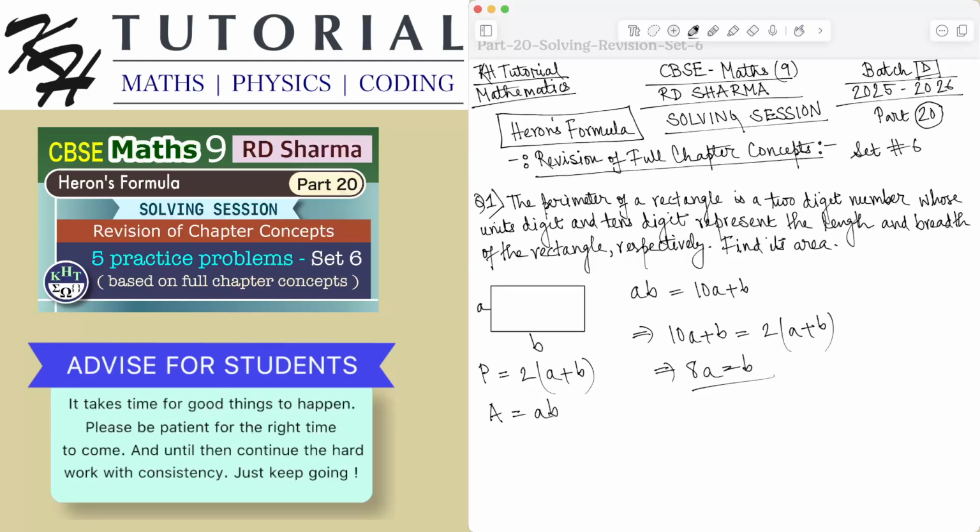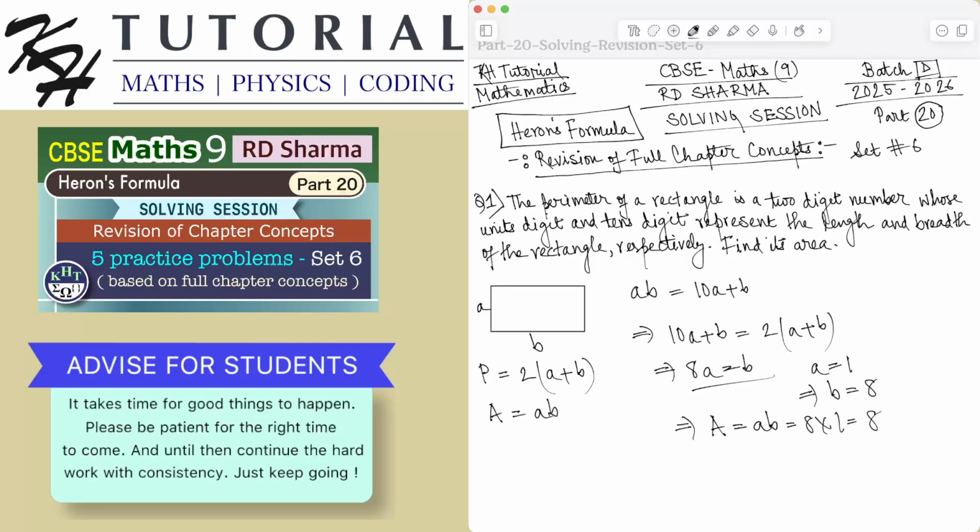Can A be the digit 2? No. If A is 2, then 8 into 2 will become 16, but B is also a digit. So the only possibility is that A is equal to 1. This will imply B is equal to 8. So the area, A into B, is 1 into 8, which is 8. So this is a good problem. I just forgot that A and B are some digits.